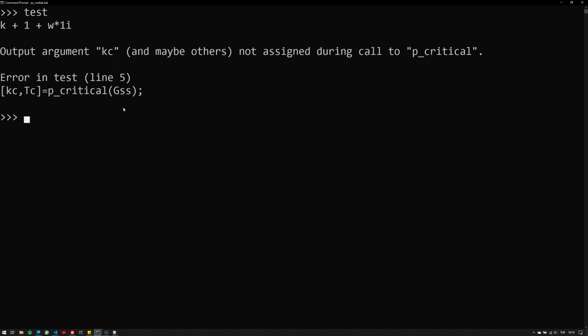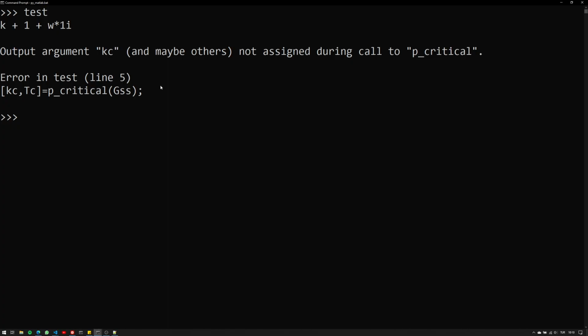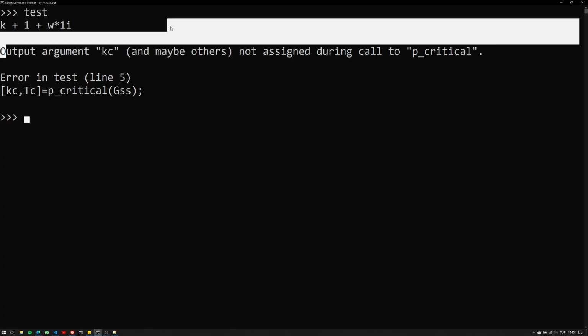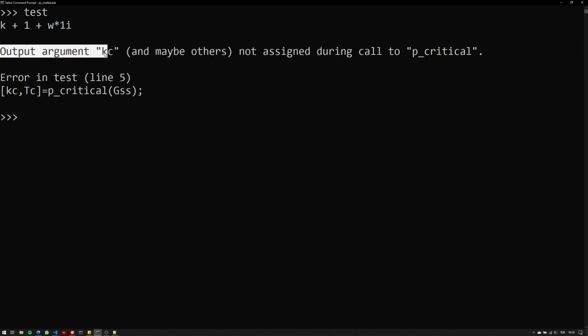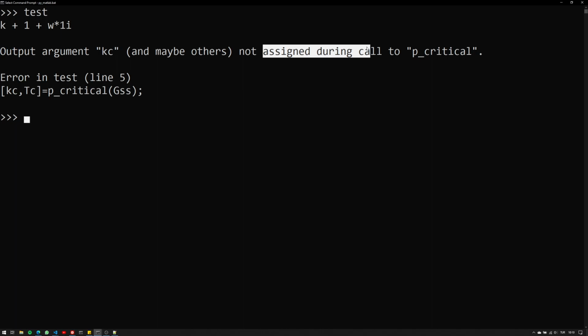Now, some of you have coded maybe the function, but most of you have forgotten that you have to assign KC and TC. And as you can see, we didn't even define them. So we didn't assign them. And Matlab complains that KC and maybe others, also TC, was not assigned during the call to p-critical.